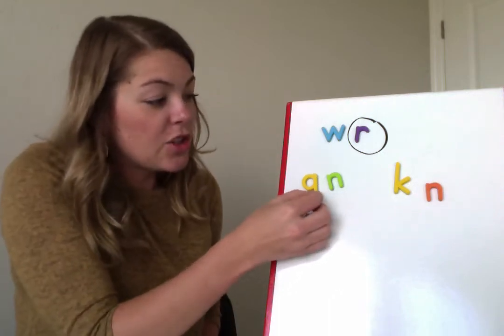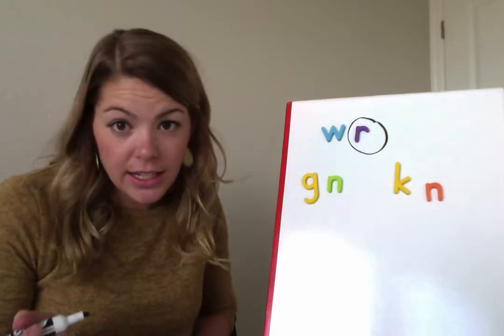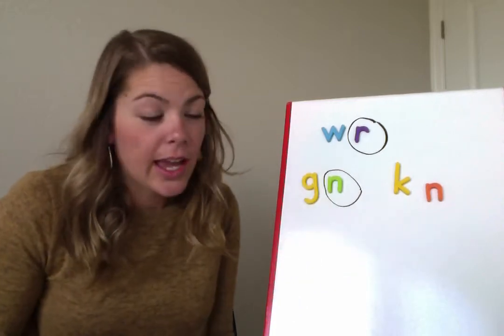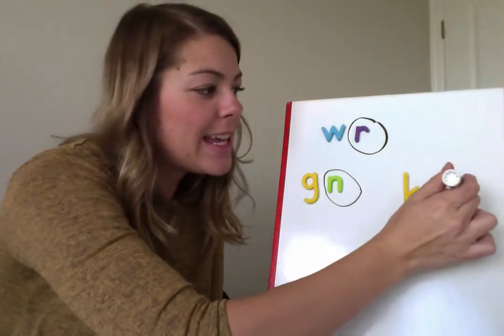Another possible one is G and N together. For these ones, the G is not going to make any sound. All you're going to hear is the N sound. Okay? And then for KN, that's another one that you might see in some words. And for this one, the K says nothing. It is a silent K. And the N is the sound you will hear, N.